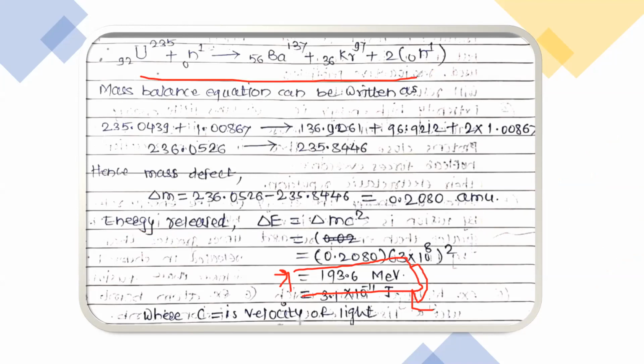I covered this example for understanding purposes. How can I calculate release energy? First of all, write the reaction, then calculate the mass balance equation. After that, calculate the total sum of reactant elements and the total sum of product elements, and subtract these two figures to get delta m. Once you find delta m, c has a standard value of 3 into 10 to the power 8, and in this way we can easily calculate how much energy is released.